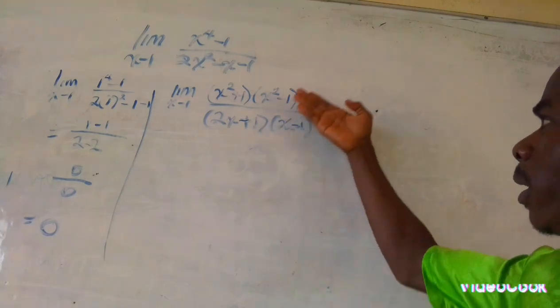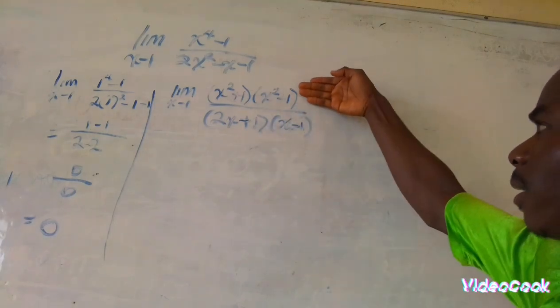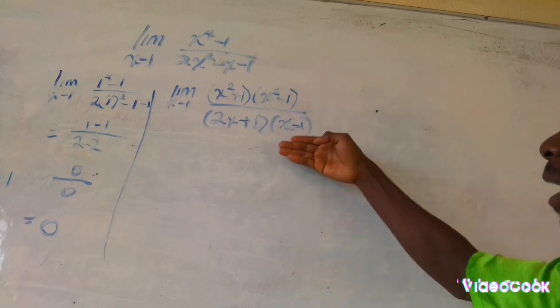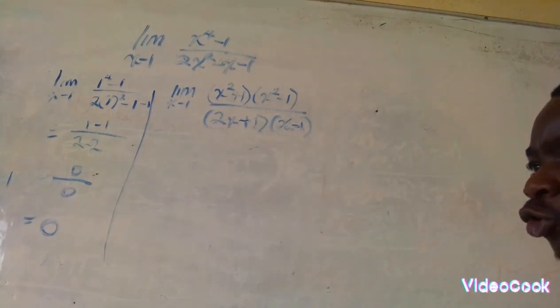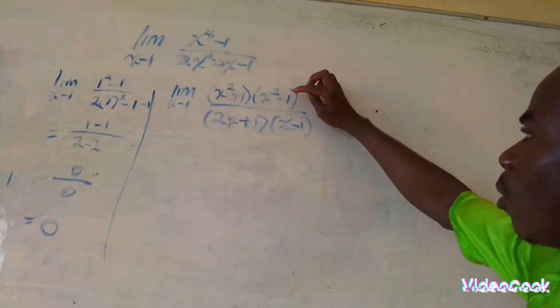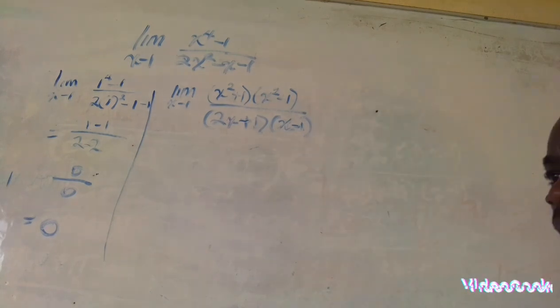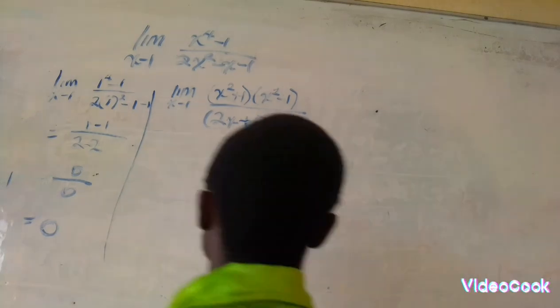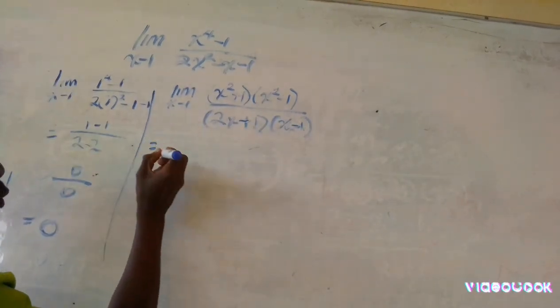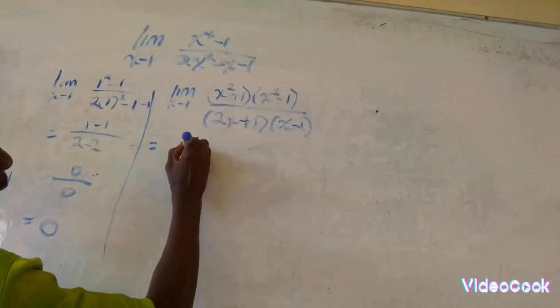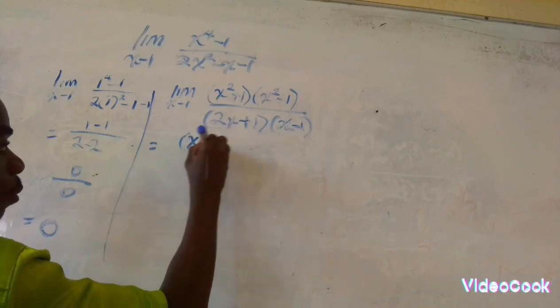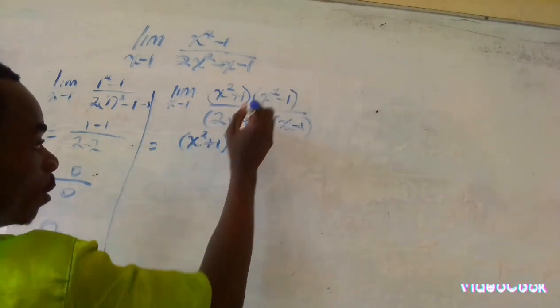Can we cancel any term up and down? Is there a term in the numerator that is equal to the term in the denominator? No. So what do we do again? We have to factor out this term again so that we can have the same term up here and the same term down here. All right, so let's proceed. This is equal to x squared plus 1. So let's factor out this term.